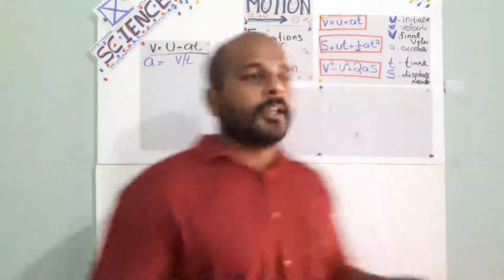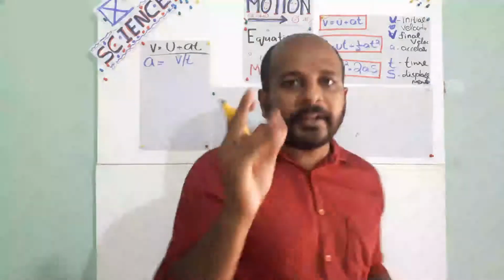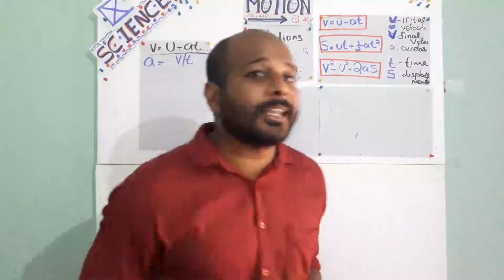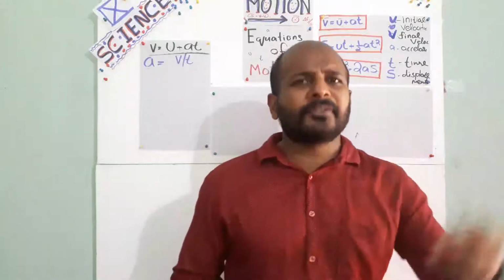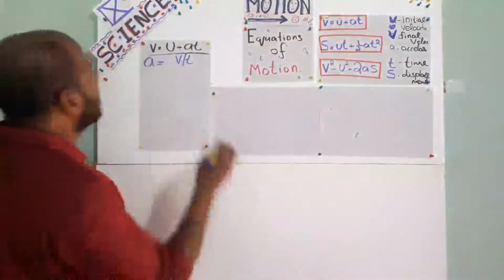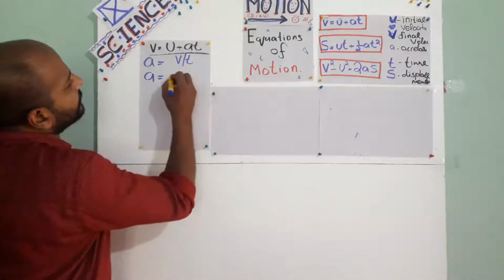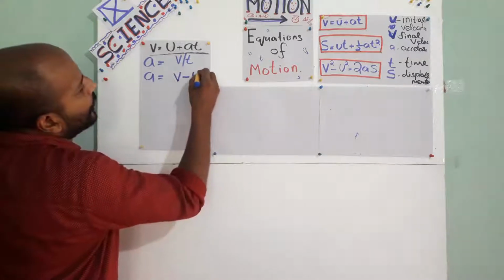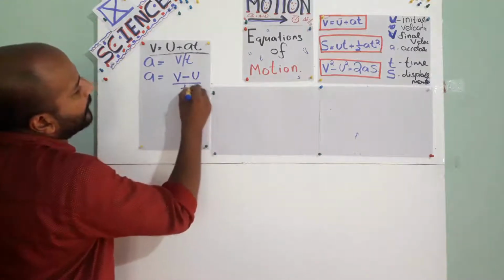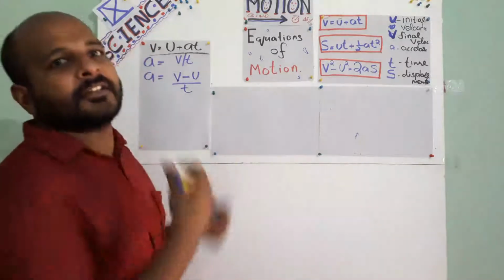So we have initial velocity, we have final velocity. So we need to take the change in velocity. What is this? Final velocity minus initial velocity. That is, we have A is equal to V minus U by T. Simple equation or not? We studied that in the acceleration part.